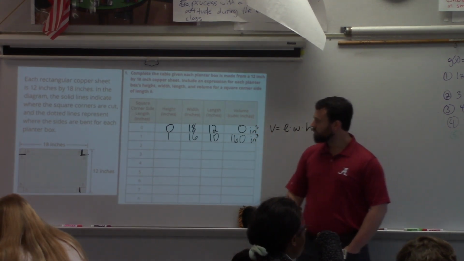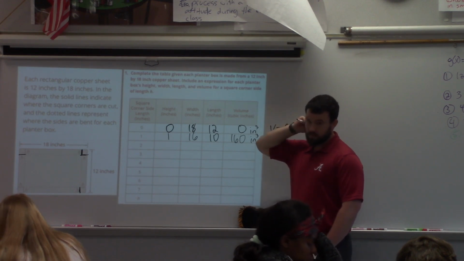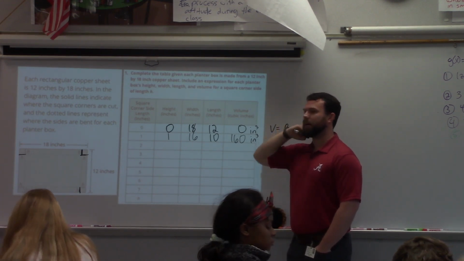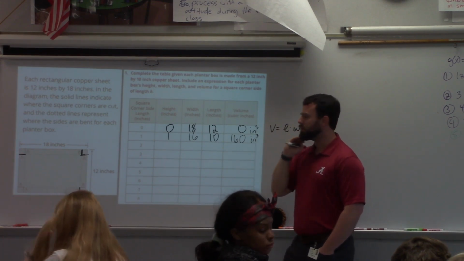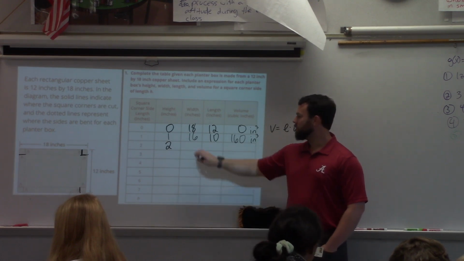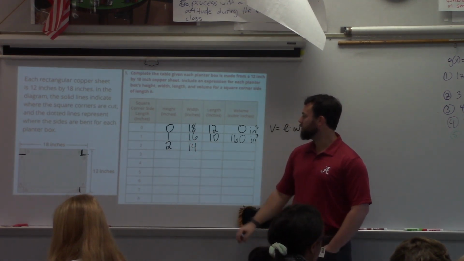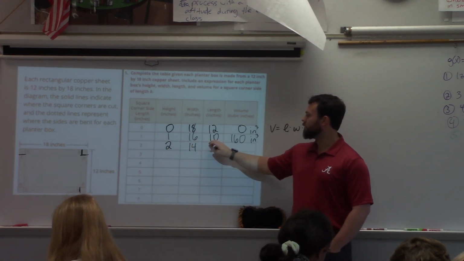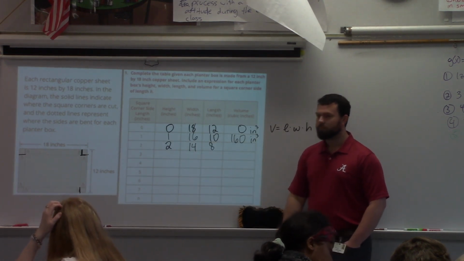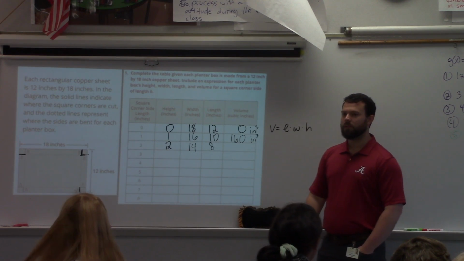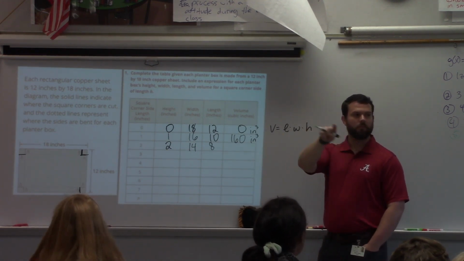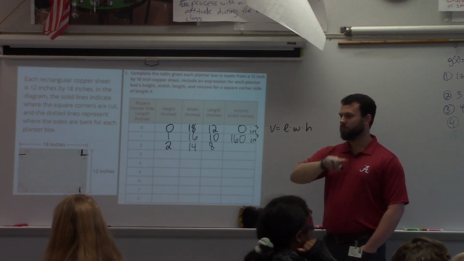Alright? So if the amount that I cut out is 2 inches, what's my height going to be? 2. What about my width? 14. And my length? What is it? 8. Okay. And what's my volume? 224. You already checked it? Yeah. Okay. Can I get verification from somebody? Yes, no, maybe so? Yes, okay.